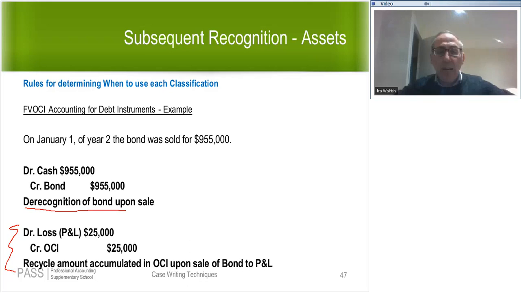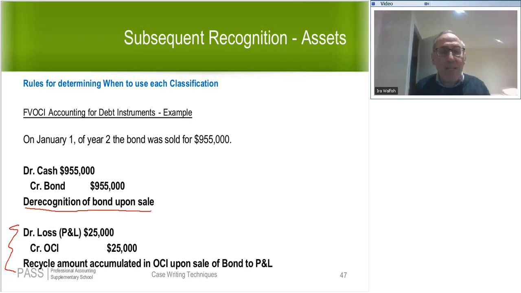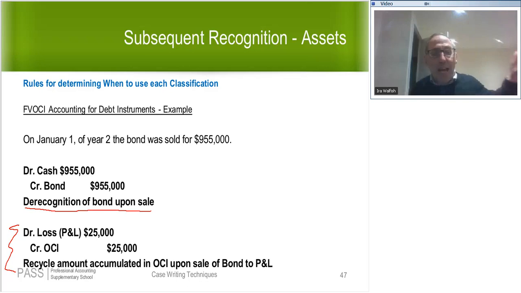So in this example, what we had done at the end of year 1 is we had taken $25K and debited OCI. So we have $25K sitting in our accumulated OCI in our balance sheet at the end of year 1. Now, when we sell the bond, we take whatever we had taken to OCI, in this case 25K, we had debited 25K to OCI, and we remove it from OCI by crediting OCI 25K, and we bring it into income by debiting the P&L 25K. We recycle what we took to OCI. Whatever we took to OCI, when we sell the item, we bring it into the income statement.